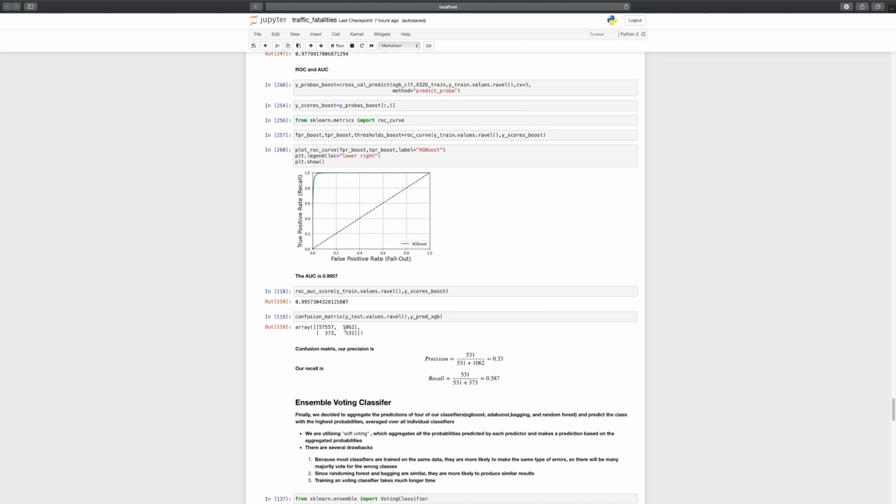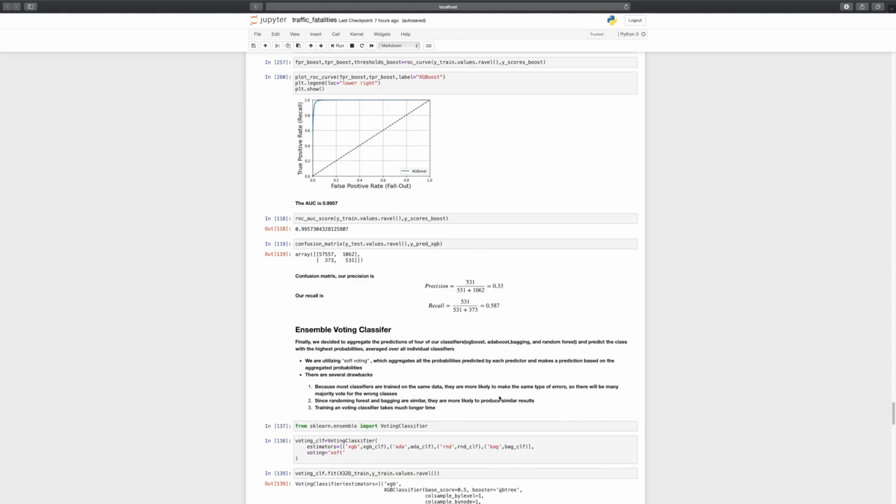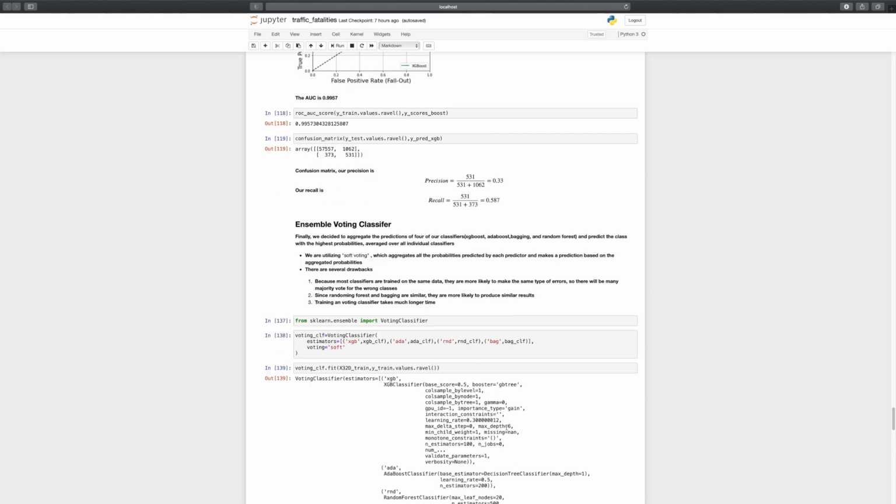Let's see our confusion matrix. For our confusion matrix, we see that our precision is around 0.33, and our recall is around 0.587. These are all significantly better numbers compared with our previous models. The last one I used is the Ensemble voting classifier.